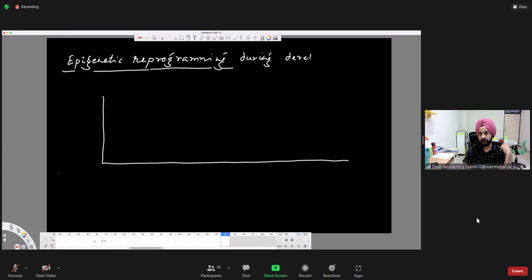Now development is of two types, that we talk about in mammals. You have germline development and of course embryonic development, and embryonic and post-embryonic or postnatal. So let us say I'm going to plot this, the x axis and y axis is some percentage methylation, percentage methylated DNA.